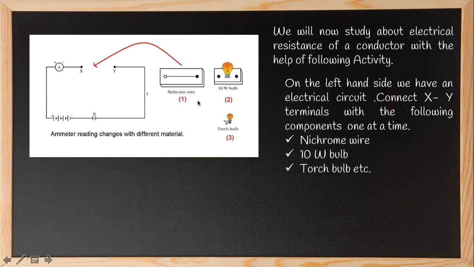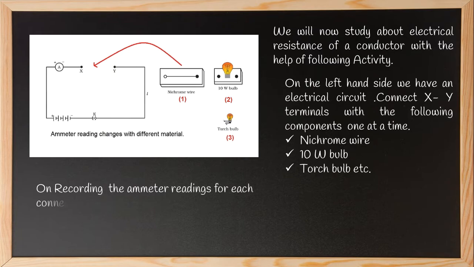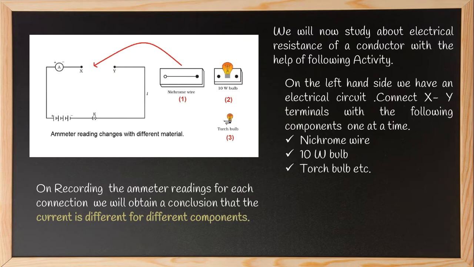First we connect the nichrome wire and see what the current is, then remove it, then the 10-watt bulb, see the current, remove it, and then the torch bulb. We place one at a time. On recording the ammeter readings for each connection, we obtain the conclusion that the current is different for different components. With a nichrome wire you get one current value, with a 10-watt bulb you get another value, and with a torch bulb you get another value.